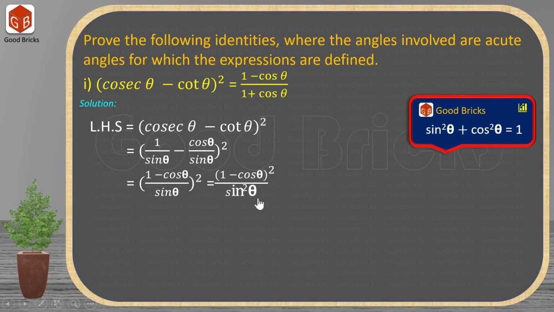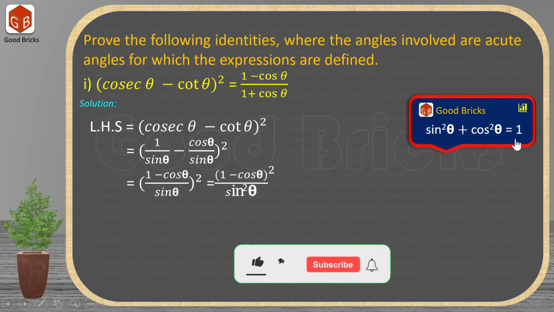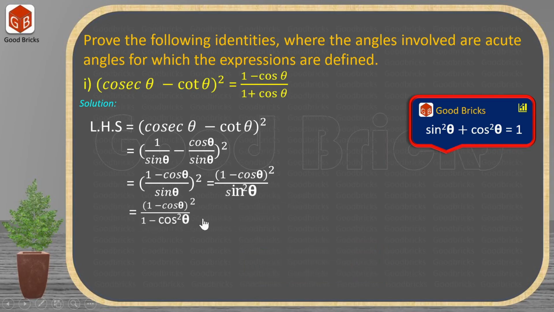Now only we are going to use our 10th class knowledge. What is the trigonometric identity? Sin square theta plus cos square theta is equal to 1. From this, sin square theta you can write as 1 minus cos square theta. So in place of sin square theta, we are going to write 1 minus cos square theta. That is the only one step we have done using your 10th class knowledge. After that, this 1 minus cos theta whole square you can write as 1 minus cos theta into 1 minus cos theta. Whereas in the denominator you have 1 minus cos square theta. It means 1 square minus cos square theta.